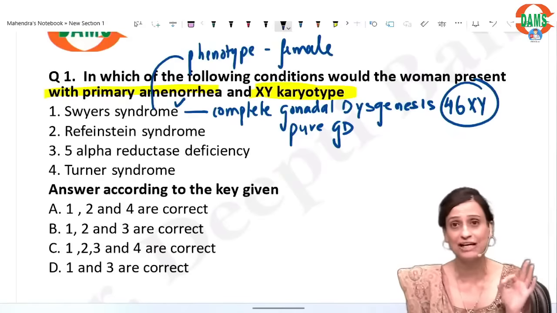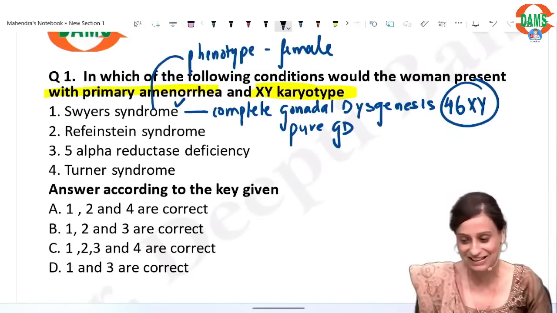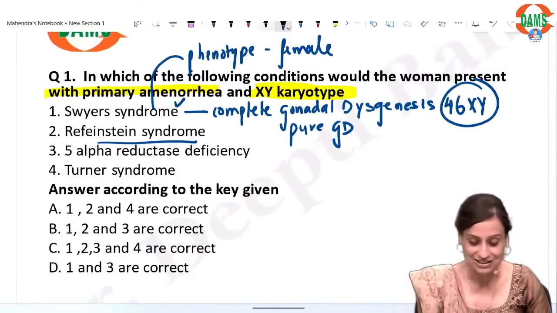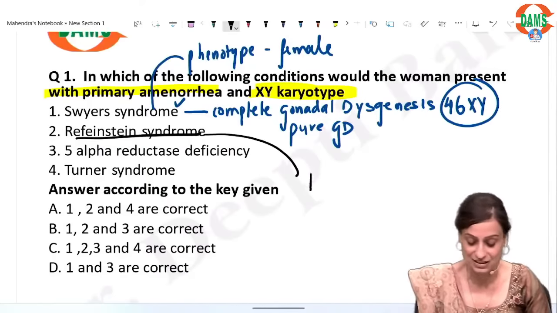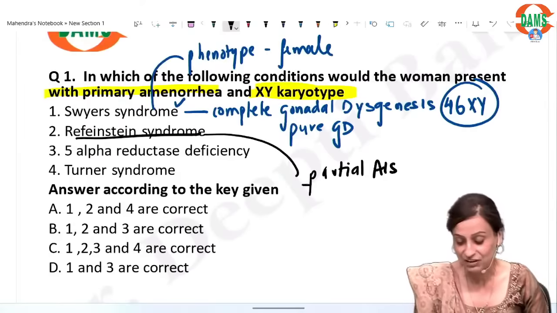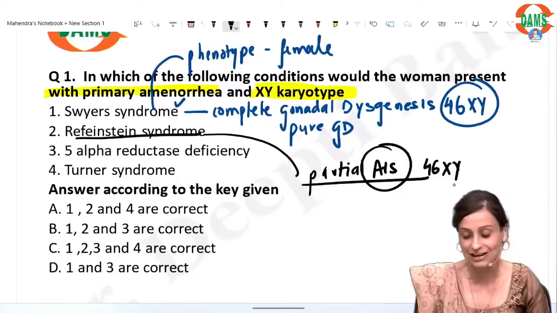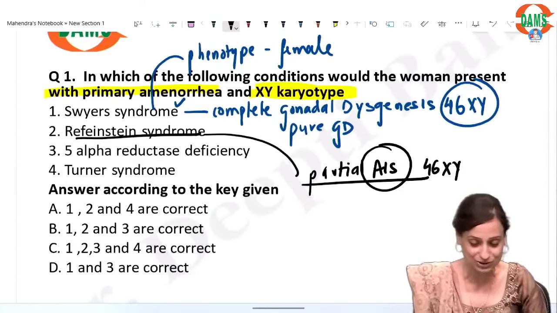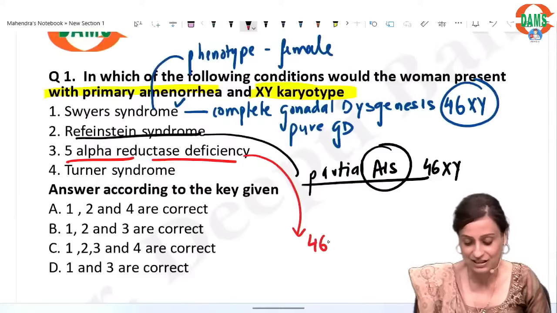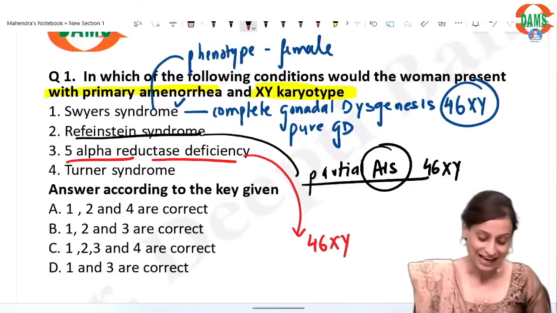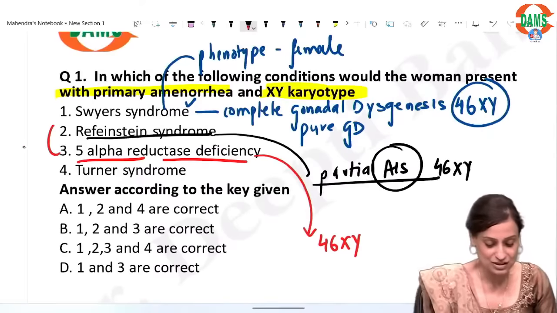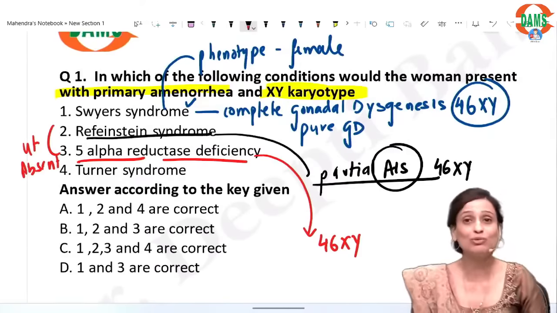I'm going to discuss some additional points, but first let's see what the answer would be. Definitely A will be included. What about Reifenstein syndrome? Yes, it will be included, because this is another name for partial AIS, androgen insensitivity syndrome, which again has an XY karyotype. Let's look at the third one, 5-alpha reductase deficiency. Again it is going to be XY. And please remember, in Reifenstein and 5-alpha reductase deficiency, the uterus is absent.